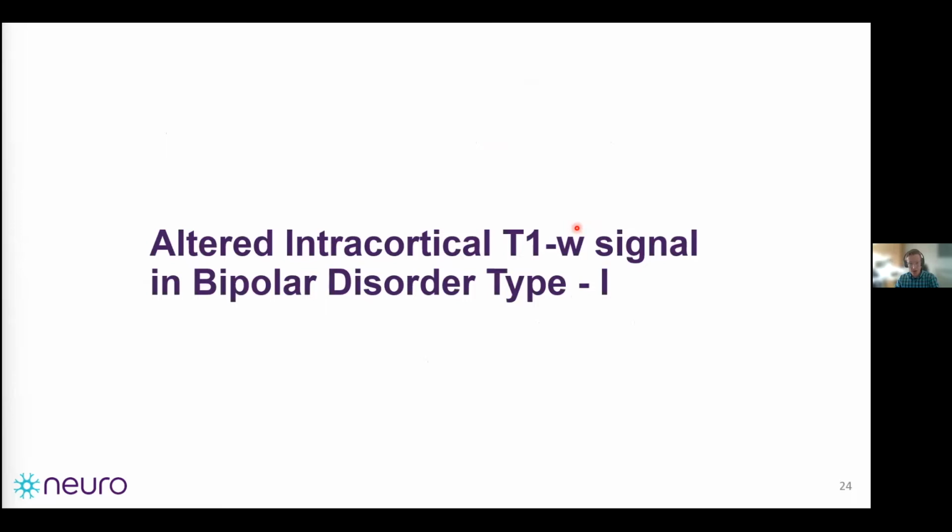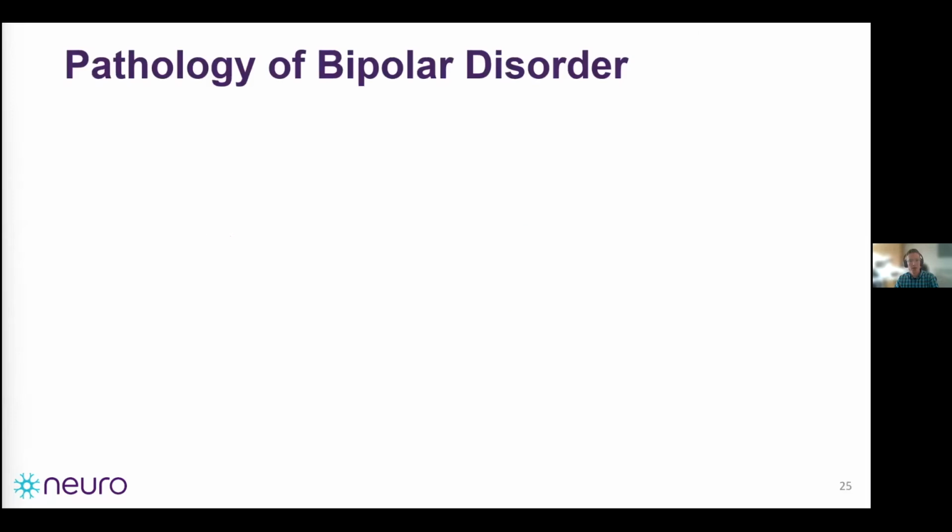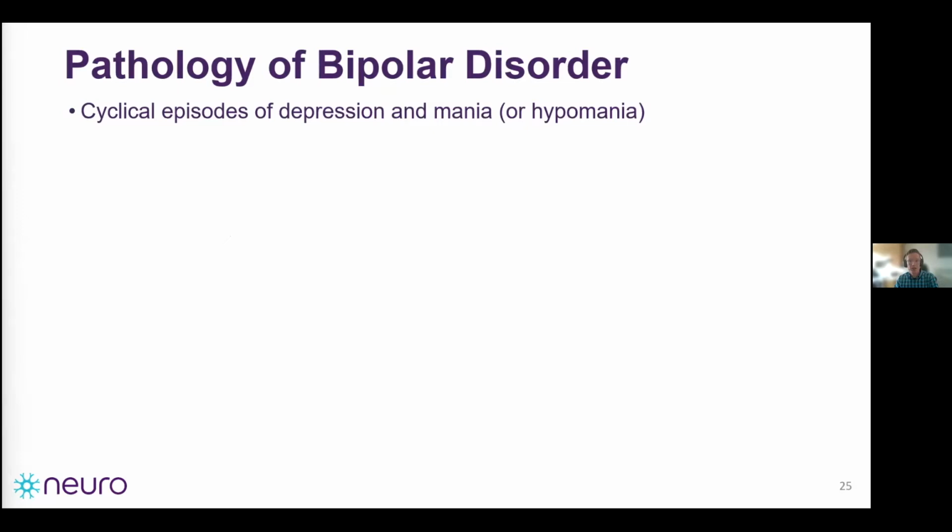So continuing on, with the imaging protocol validated in healthy controls, we collaborated with a psychiatric group at McMaster University to investigate microstructural trajectories in bipolar disorder. So a quick overview on bipolar disorder. It's characterized by cyclical episodes of depression and mania and affects about 1 to 3% of the population.